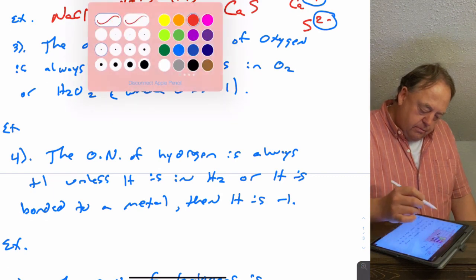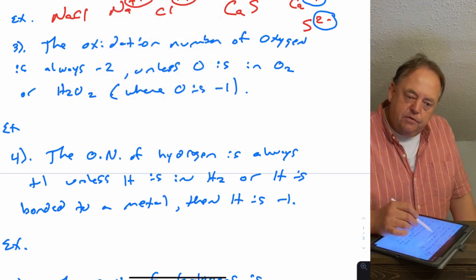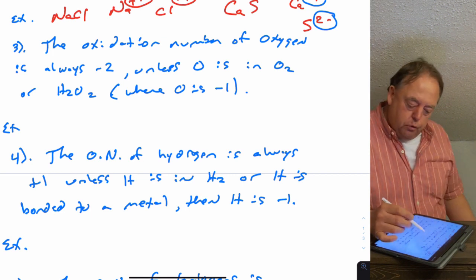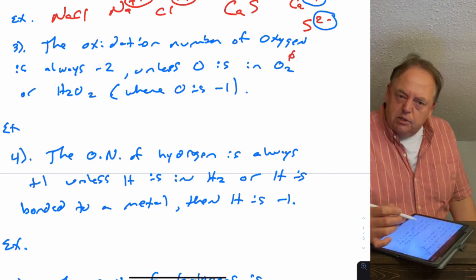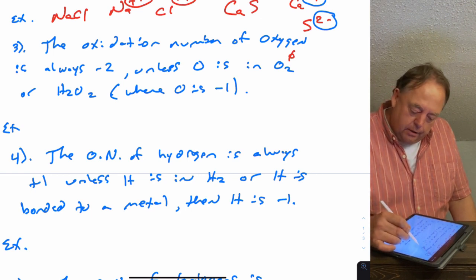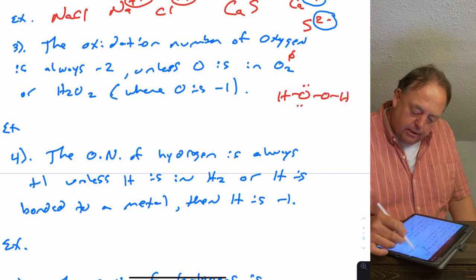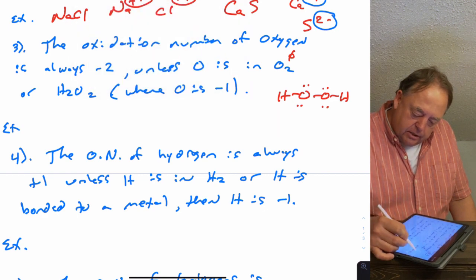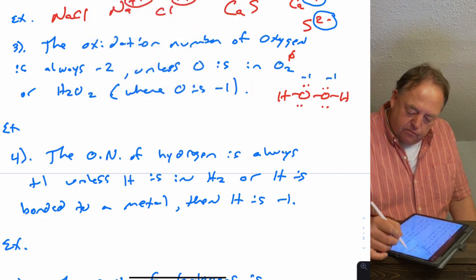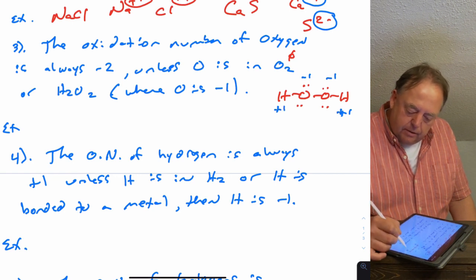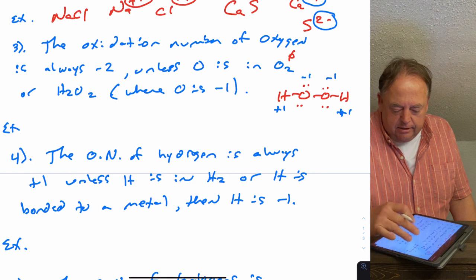The oxidation number of oxygen is always -2, with two exceptions. If it's O2, then it's 0 because that's pure oxygen. Or if it's H2O2, peroxide, then each oxygen is -1 and each hydrogen is +1. If you notice, the sum of oxidation numbers in these cases equals 0.